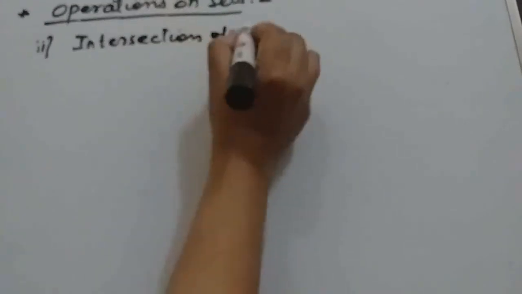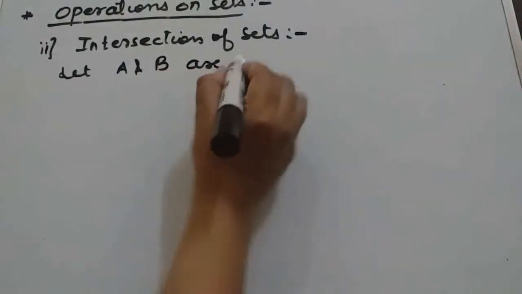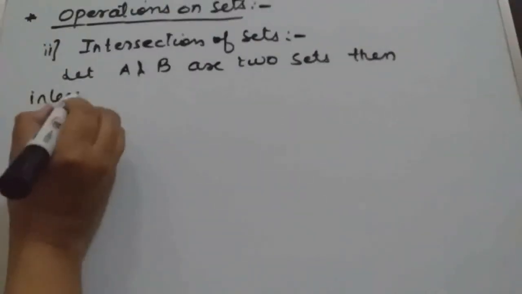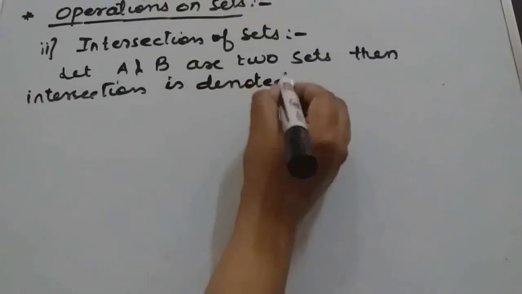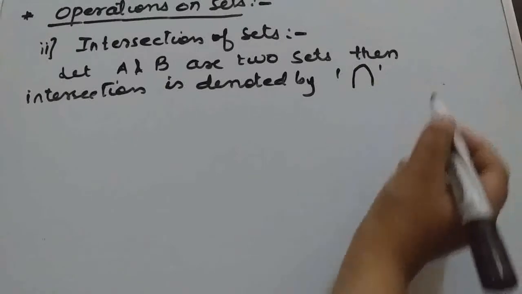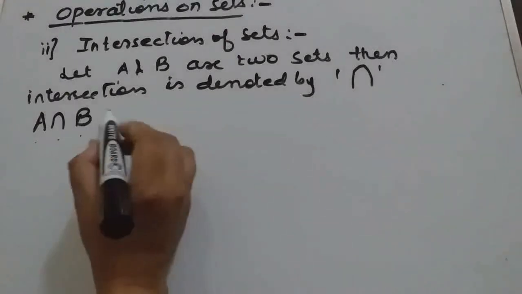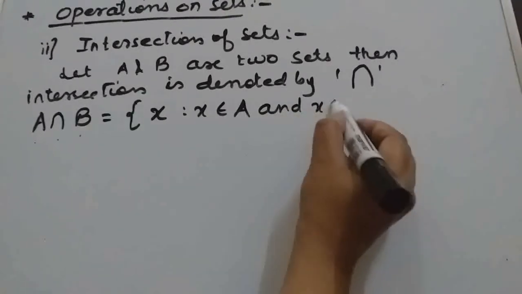Second operation on sets is intersection of sets. Let A and B be two sets. Then intersection is denoted by this sign, and we write A intersection B. How do we read this? A intersection B will be x belongs to A and x belongs to B.